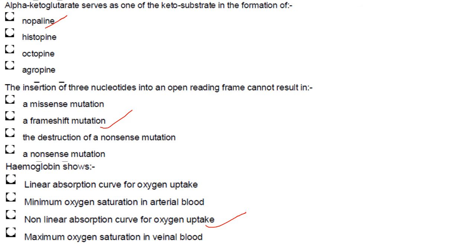Then, the insertion of three nucleotides into an open reading frame cannot result in a frameshift mutation. So a frameshift occurs if the insertion or deletion of nucleotides is not a multiple of 3. Since codons are read in groups of 3, an insertion of 3 or 6 would not cause a shift in the position of all subsequent nucleotides. Then next one. Hemoglobin shows a non-linear absorption curve for oxygen uptake. Answer is option C.